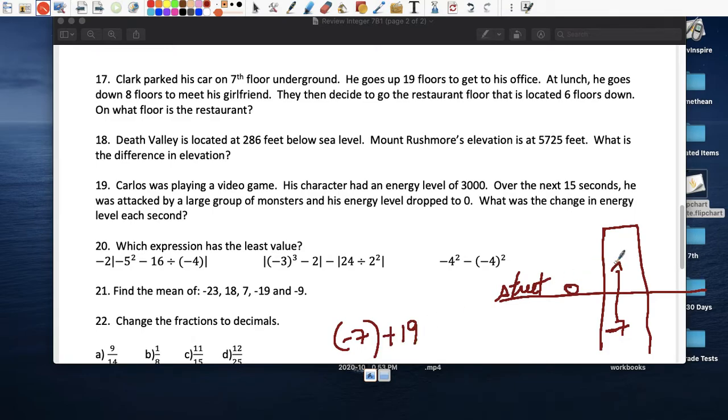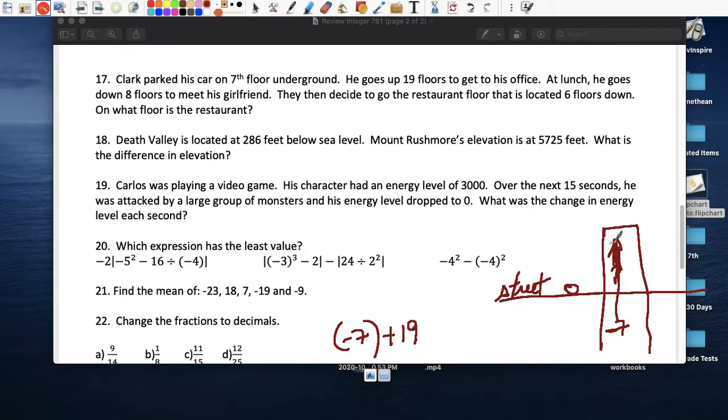Okay, and then at lunchtime he goes down. So let me make it a little bit higher. So he goes all the way up to his office, plus 19. Then, I don't know what floor he is, by the way. I just know that he goes 19 floors up. We can find that out.